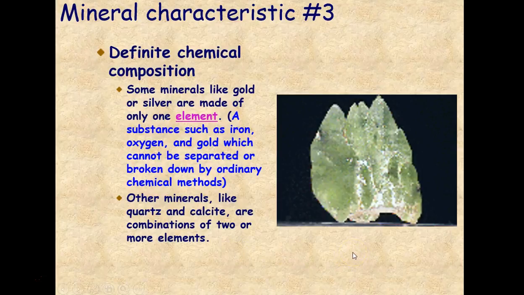Mineral characteristic number 3 is that they have definite chemical composition. And what this means is it's not a mixture that you would just pull up off the ground. Minerals are made of either one element, so an element on the periodic table like oxygen or gold or iron, or they're made of 2 or more elements. Minerals, like you see here, here's quartz. Quartz is made of silicon and oxygen, so there are 2 elements on the periodic table that compose quartz. But it's not just a mixture of things that we don't know what they are.